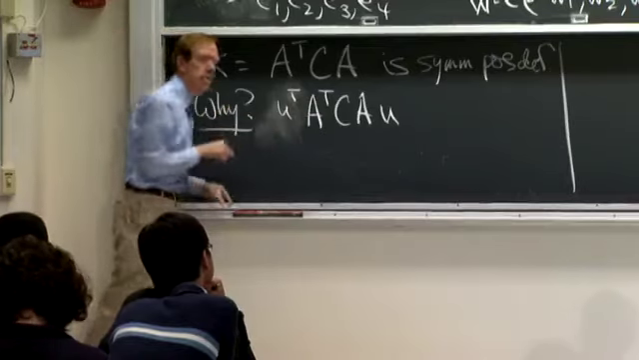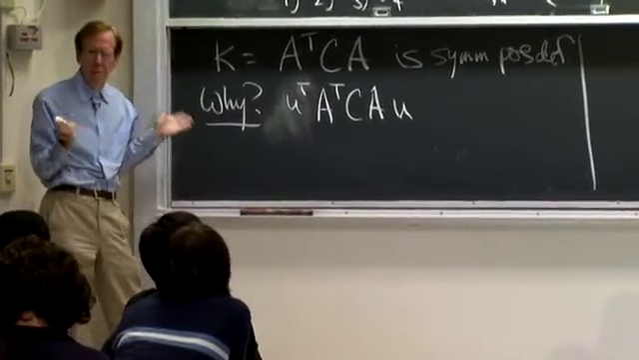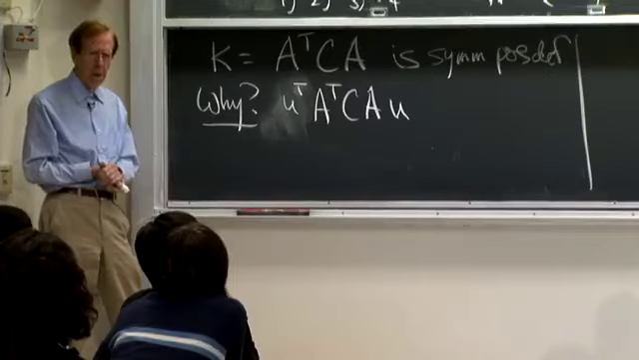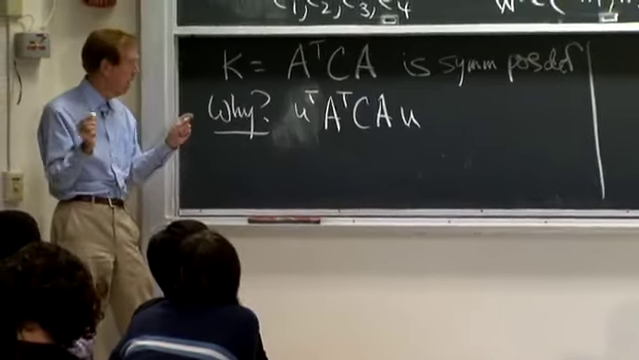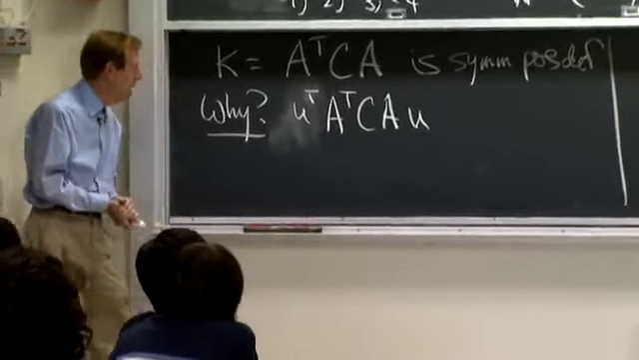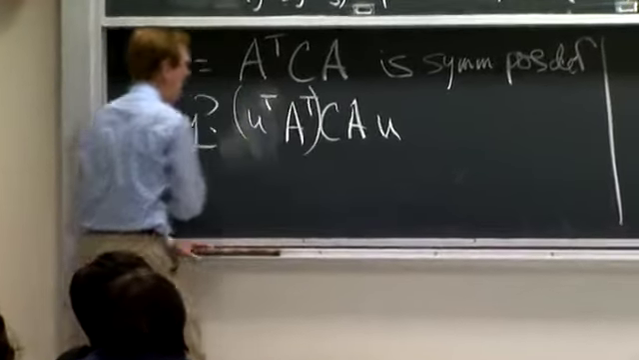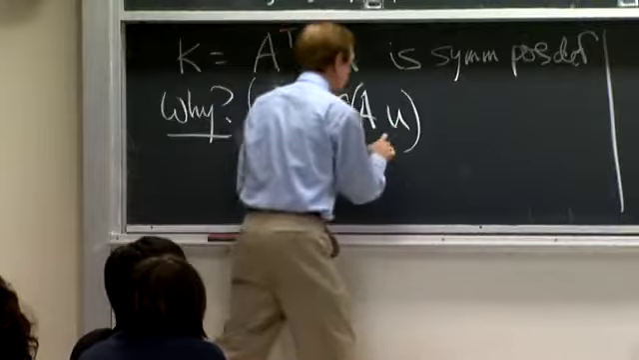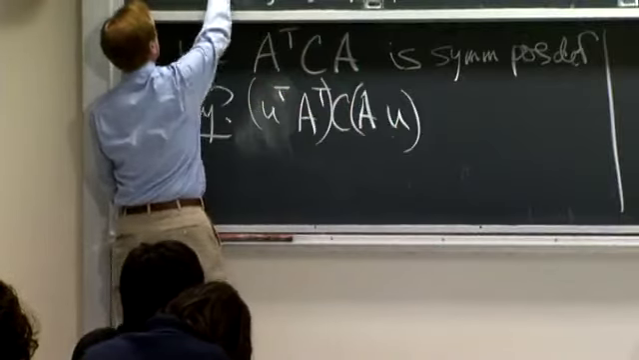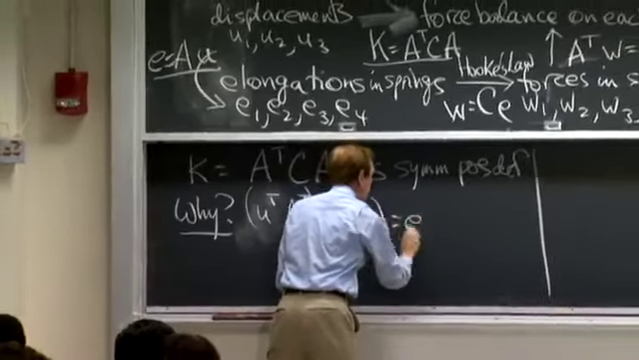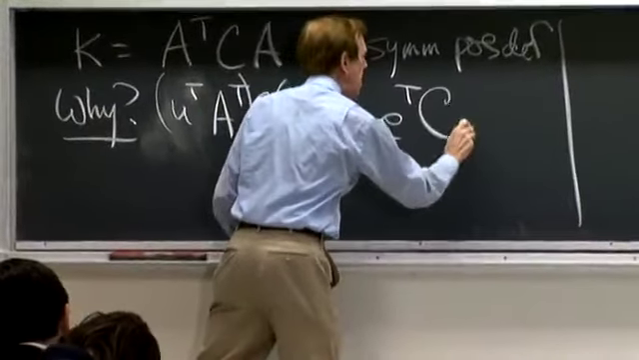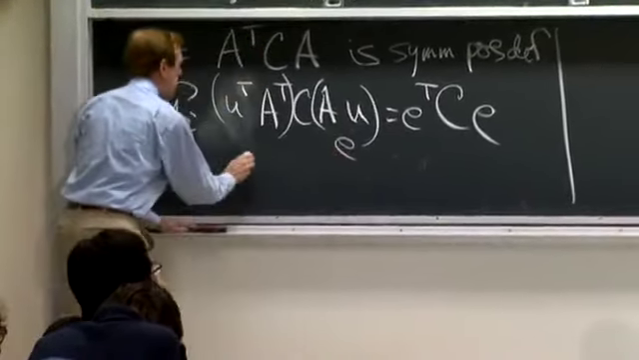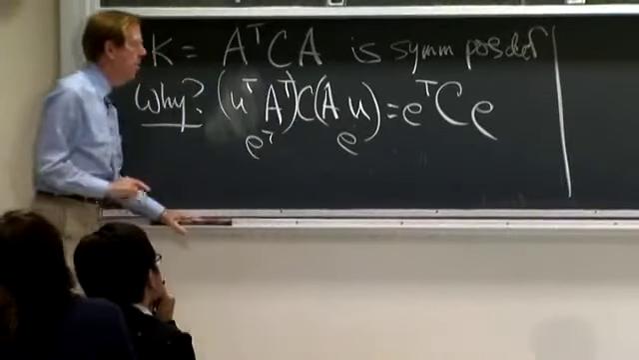But why was this positive? Where do I put the parentheses to see that that's positive? I put them around where? Around that, good. And around this. This is really, since we now have a letter for AU, this is really E transpose C E, right? That's E. This is E, AU, and this is its transpose. And now what?